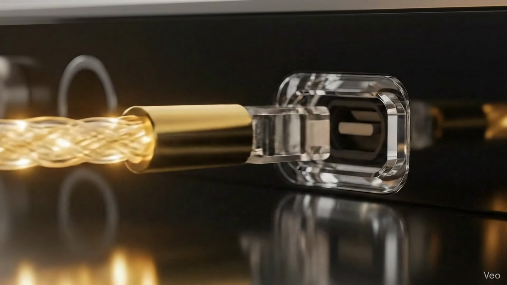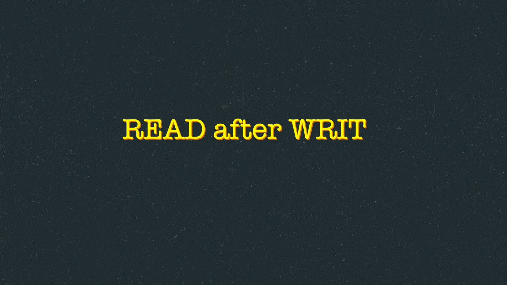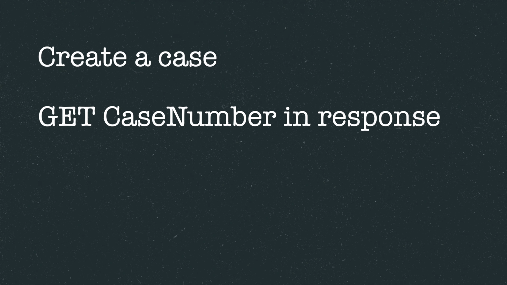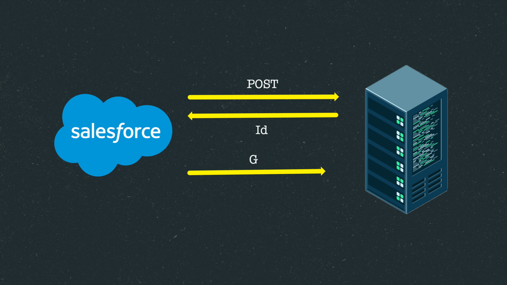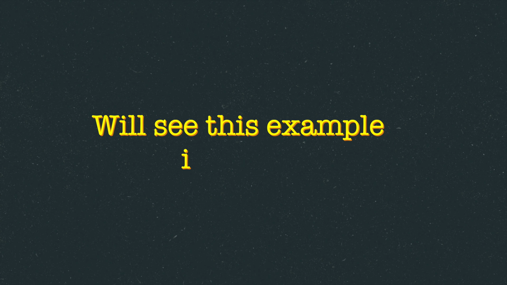One of the super features of GraphQL in Salesforce, or in general, is read after write. For example, if you want to create a case and you want to get the case number in response, what you will do in the REST API scenario is make a POST request to create the case. You will just get the case ID. You will not get the case number. To get the case number, you have to fire another request in REST to query the case number. But in GraphQL, you can create the case and in the same response, you get the case number also. I will show this example in the demo so you will understand better. So now let's get started and do the hands-on.